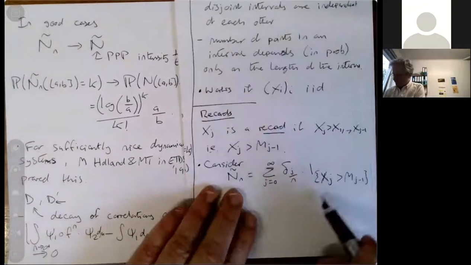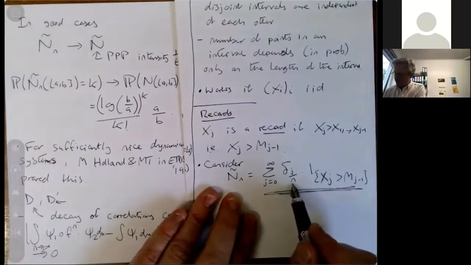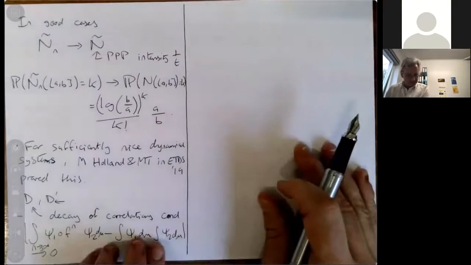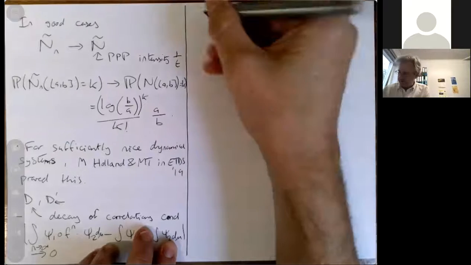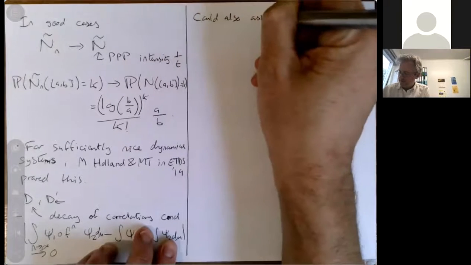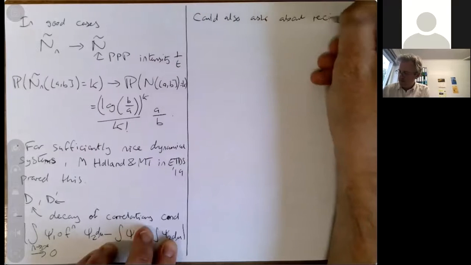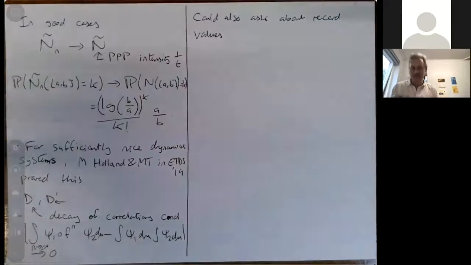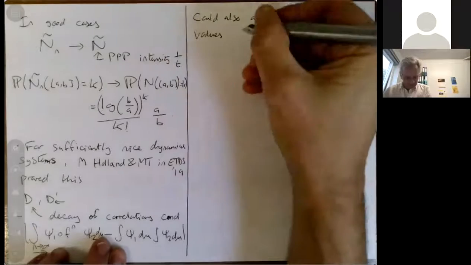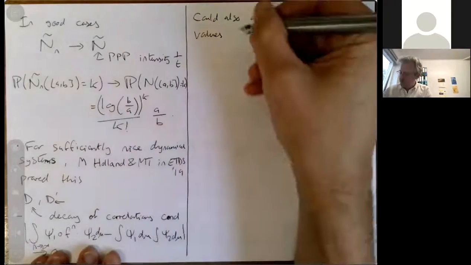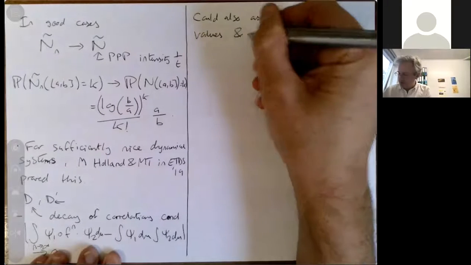Like that. So this is counting the number of records, the number of times I'm a record. But you might also want to know what the record values are. So you could also ask about record values, i.e., how fast was the 100 meters record in a given year. And you can extract this: the number of records and the record times.